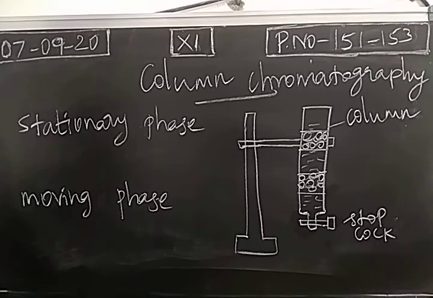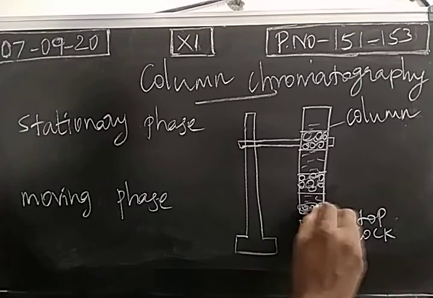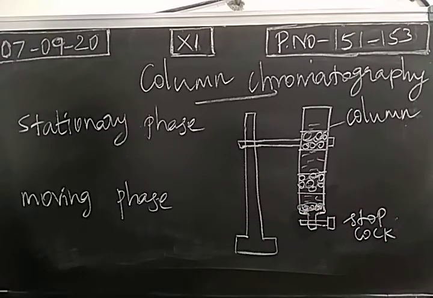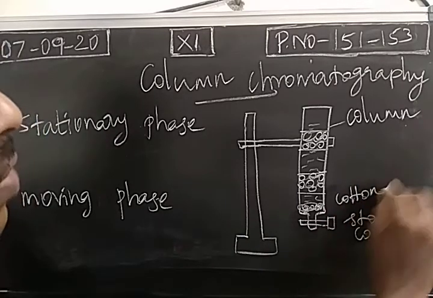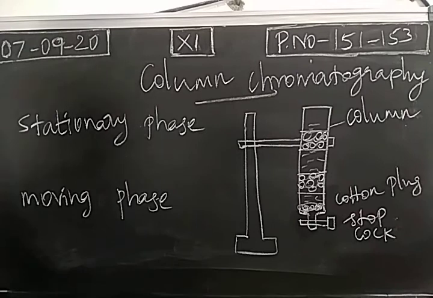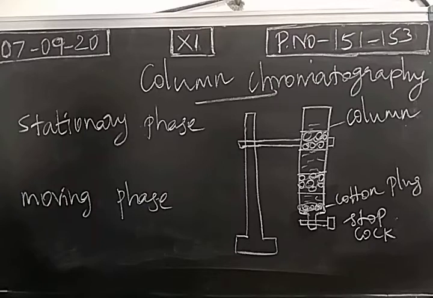So we are going to add a stationary phase. The process is called packing. Before packing, at this bottom end, a plug of glass wool or cotton should be kept. This will support the stationary phase. So a plug of cotton or glass wool will be kept at the bottom. Next, we will pack the stationary phase.